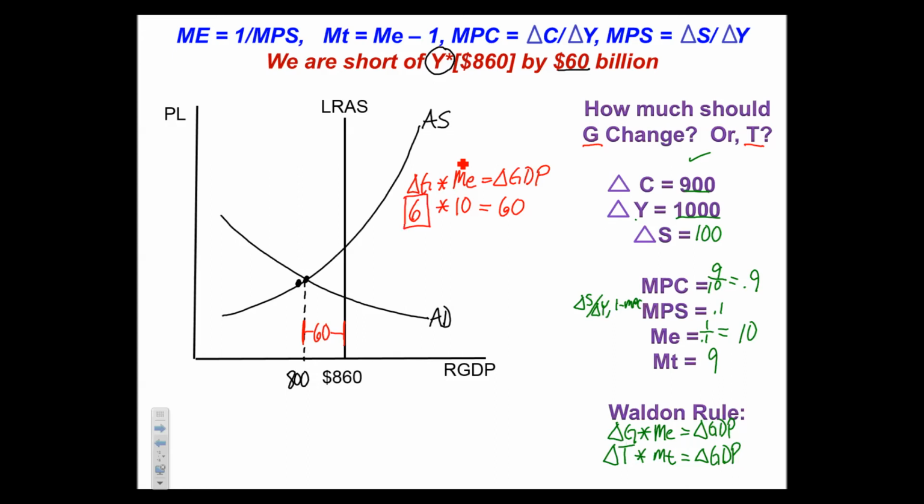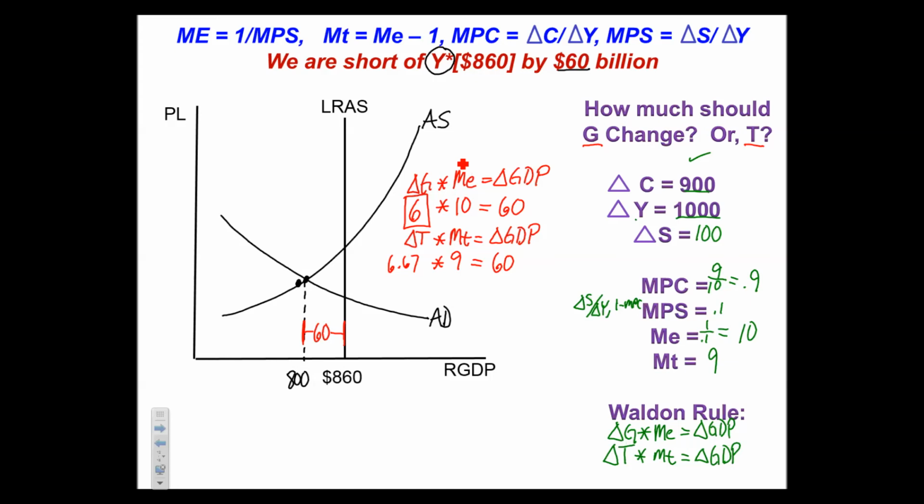Or if we do it the tax cut way, change in taxes times our tax multiplier will equal our change in GDP. And again, we want GDP to change by 60. And our tax multiplier is 9. And so now 9 times what will give us 60? You know what? I don't have a calculator, but I'm going to guess it's like 6.67. I should look that up. All right, calculate.